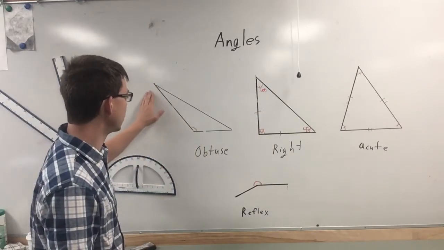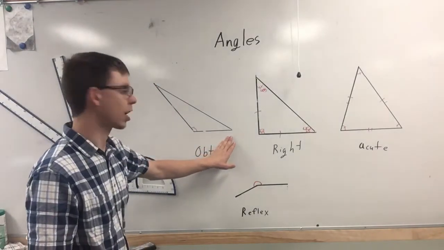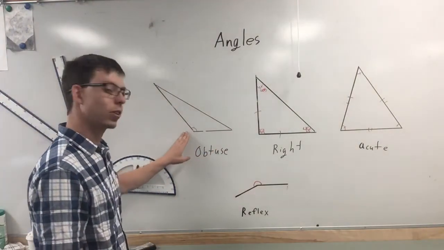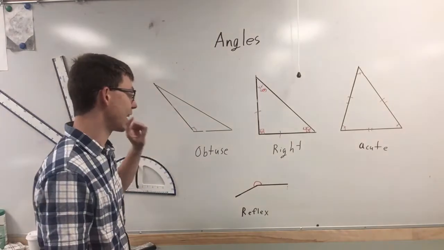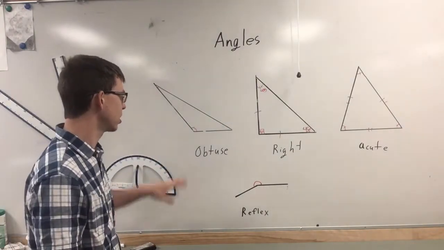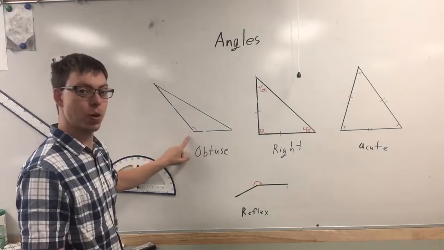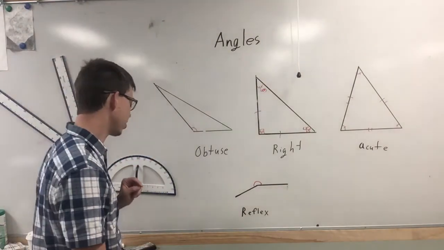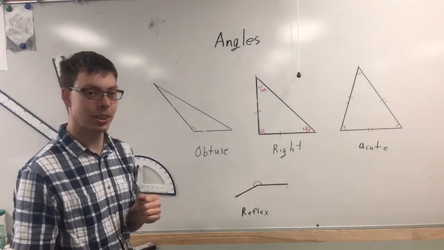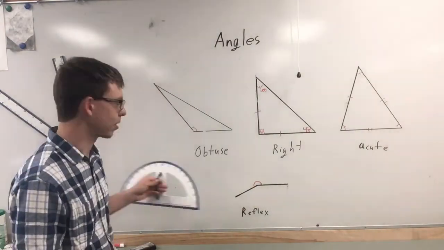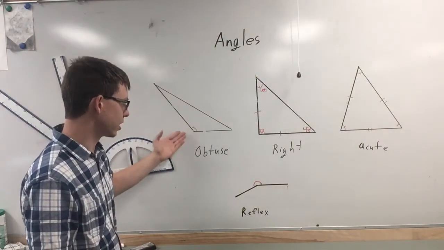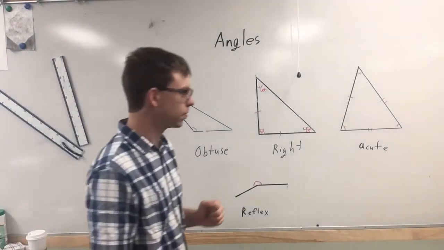Even though both of these angles in an obtuse triangle are actually acute angles, the triangle is named after if it has at least one angle that is larger than 90 degrees. So for example, this has one that is larger than 90 degrees. It is actually 128 degrees. We measured that earlier with our protractor. So that angle is greater, so we call it an obtuse triangle.